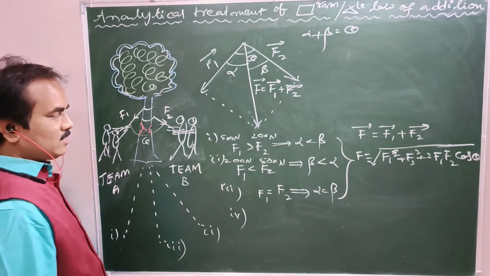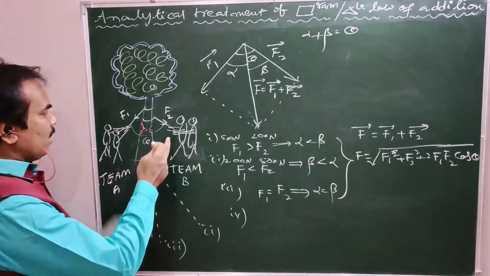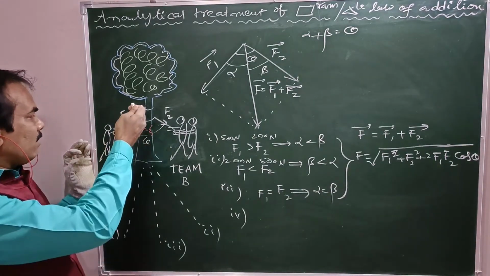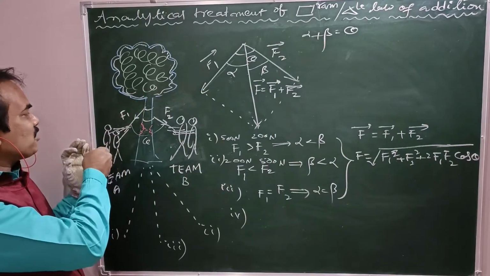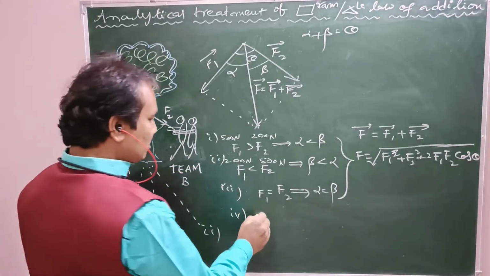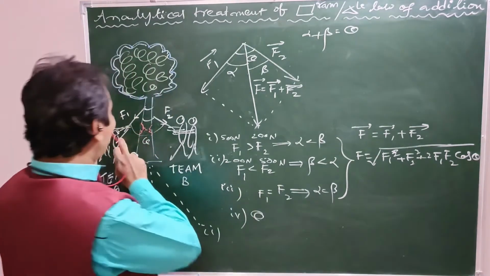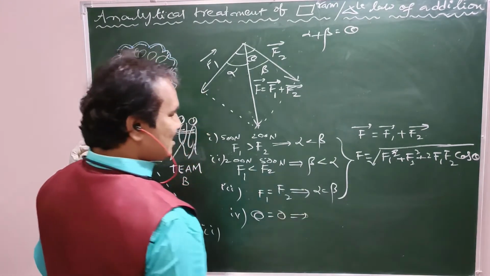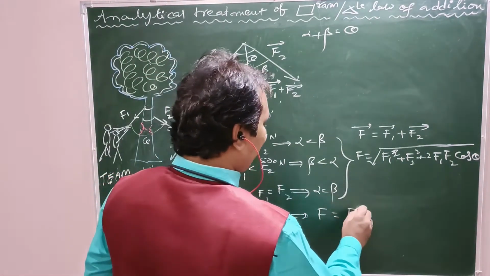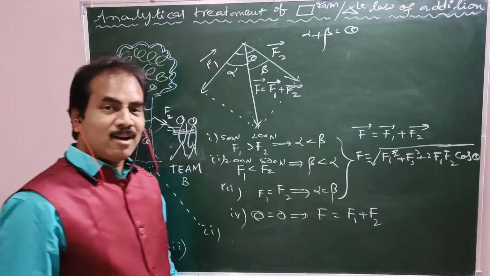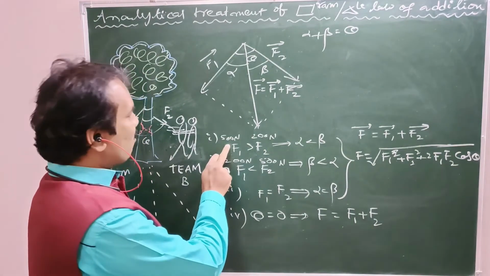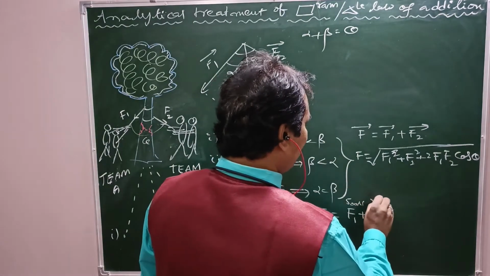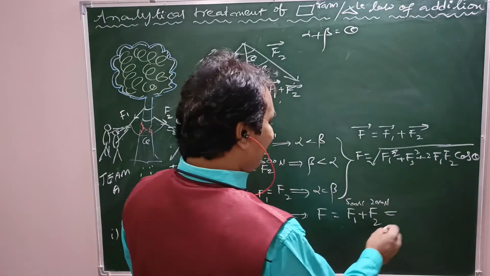Coming to the fourth case. What is the fourth case? Both teams are offering force in the same direction. For example, both are offering forces in the same direction, either this direction or this direction. In that case, theta, the angle between the parent vectors, is equal to 0. In that case, the resultant F equals F1 plus F2. As an example, F1 equal to 500 Newton, F2 equal to 200 Newton, implies the resultant is 700 Newton.